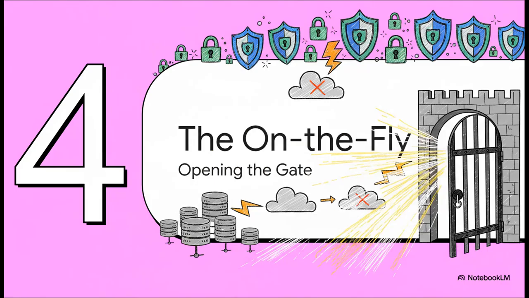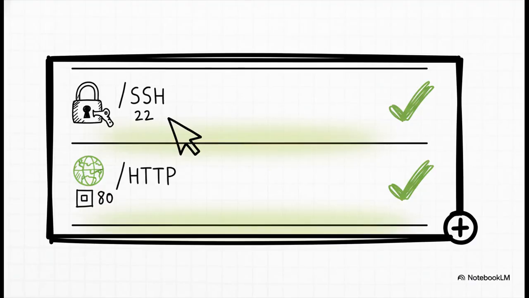But here is the real beauty of security groups. We don't have to panic or rebuild anything. We can fix this right now on the fly. Let's go open the gate. And the solution couldn't be simpler. All we have to do is go into the settings for that security group and add one more inbound rule: allow traffic on TCP port 80.